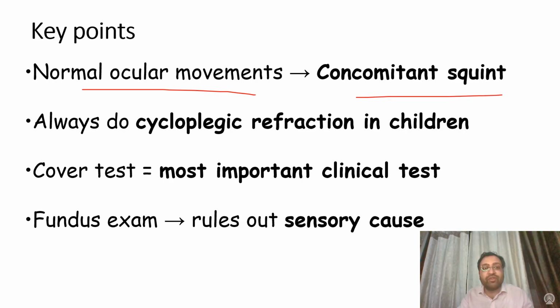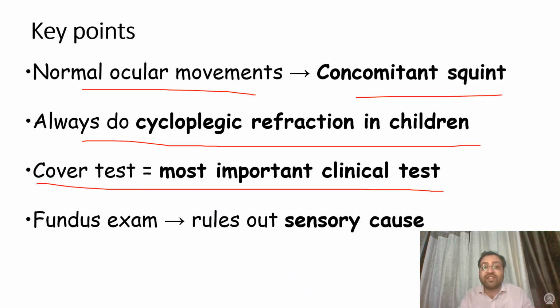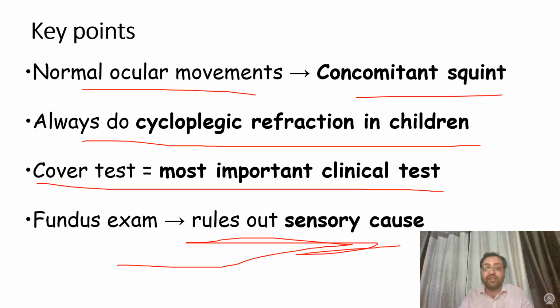We all know that. We always have to do cycloplegic refraction in children who present with squint. Very important to give appropriate refractive correction to correct these squint, because we have learnt in esotropias there are refractive accommodative esotropias, non-refractive accommodative esotropias. All right, and then cover test, which is the most important clinical test, and fundus examination is always done to rule out any sensory cause. So everybody's following up till now.